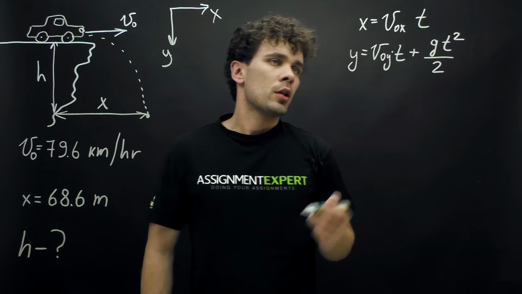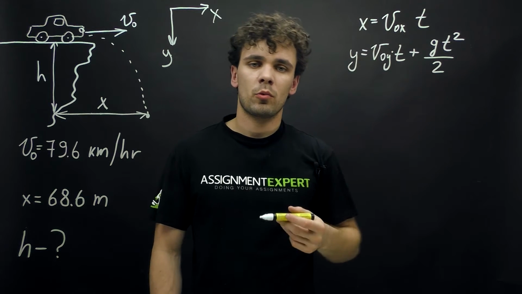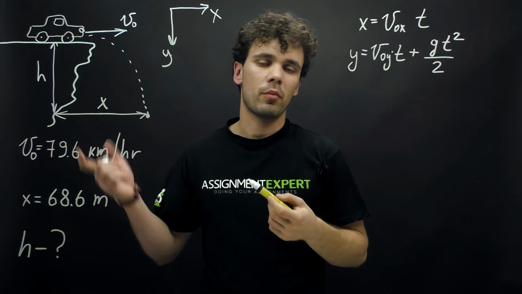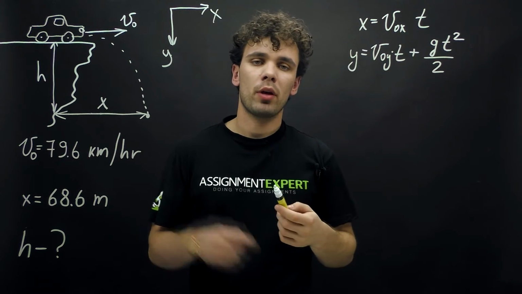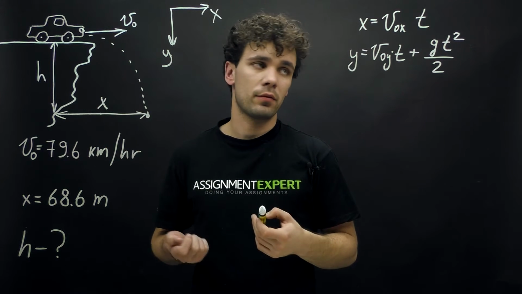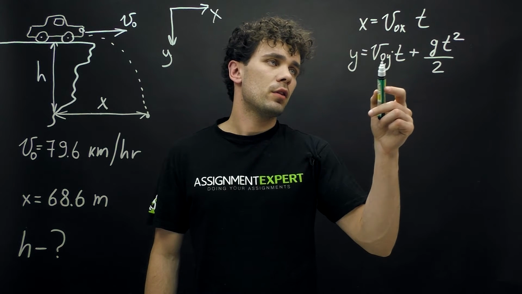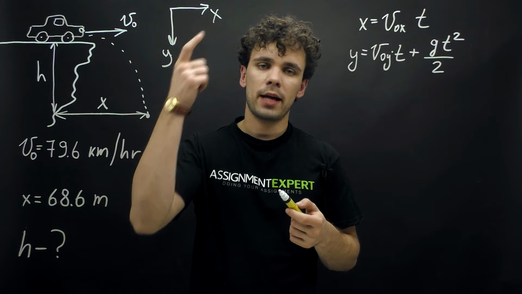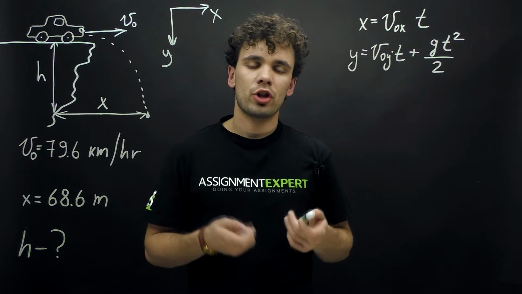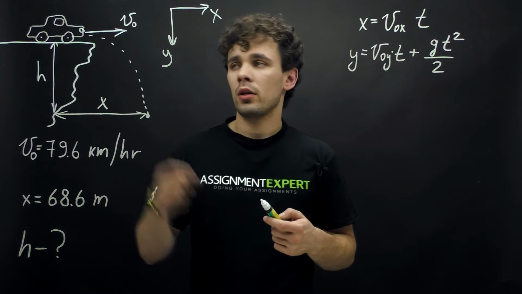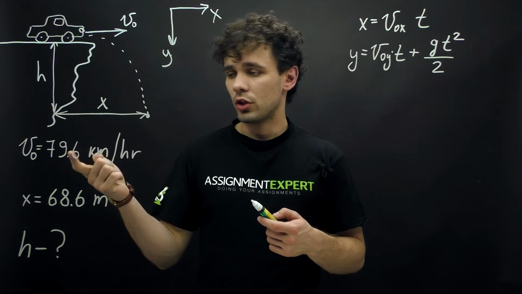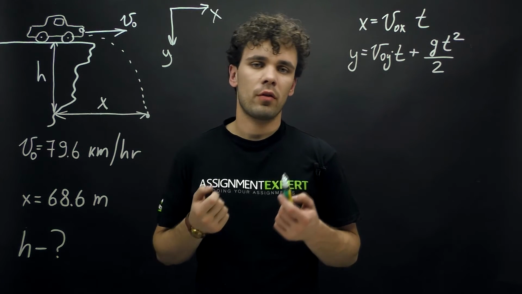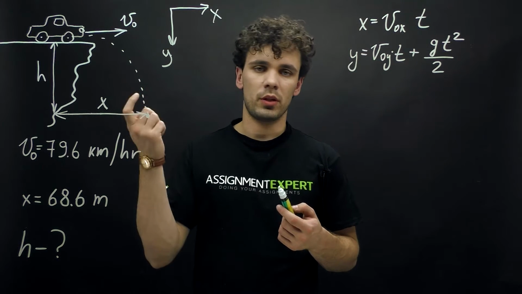Okay, so here we have x, which is the distance at which the car falls away from the cliff, and y will be the height of our cliff. v0x and v0y are the projections of the speed on the axes x and y. And the projection of the speed is actually the value of the speed, v0, times the cosine of the angle between the positive direction of the axis and the direction of the speed.